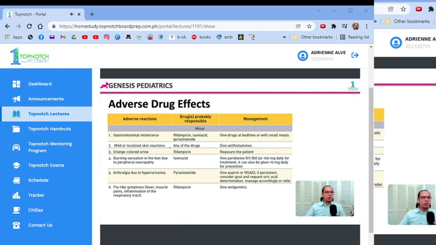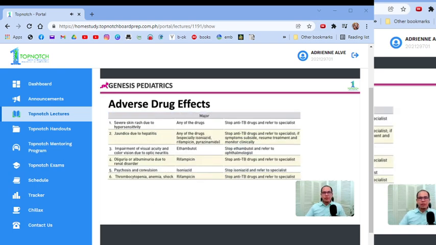Okay? Mild or localized reaction, give antihistamine. Orange colored urine, just observe and reassure. Burning sensation, make sure you give your pyridoxine, in which case most commercially available preparation, meron na yung kasamang pyridoxine. Arthralgia, due to hyperuricemia, you can give your NSAIDs. Okay? If persistent, consider gout and request for uric acid determination. Flu-like symptoms seen in rifampicin, you can give your antipyretics.